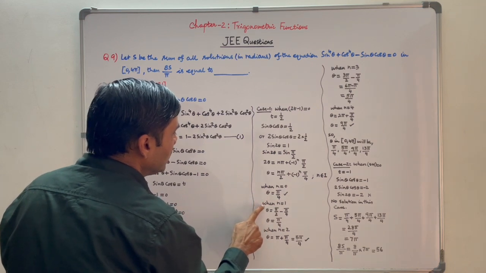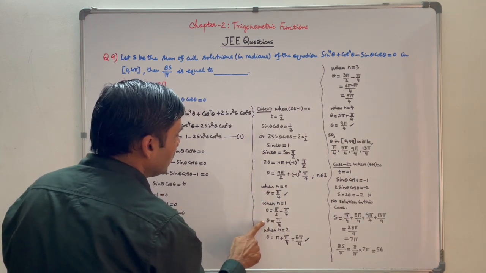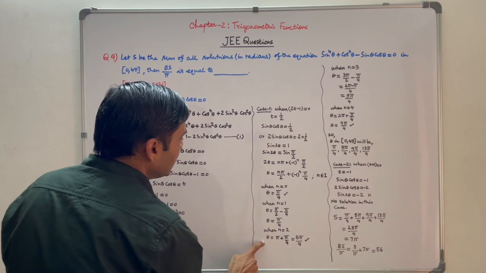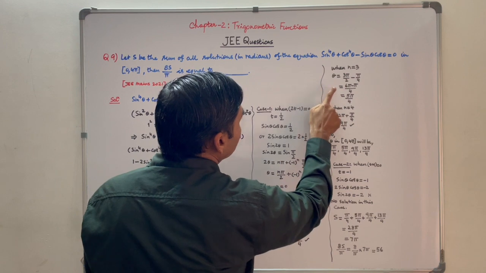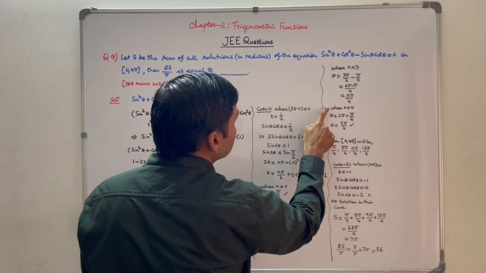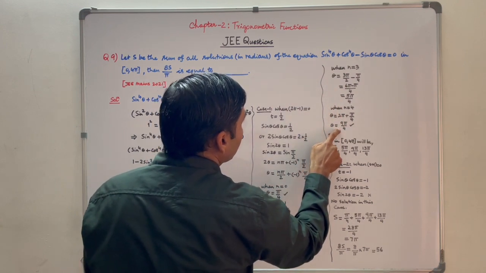When n is equal to 1, theta is equal to pi by 4. When n is equal to 2, theta is equal to 5 pi by 4. When n is equal to 3, theta is equal to 5 pi by 4. When n is equal to 4, theta is equal to 9 pi by 4.